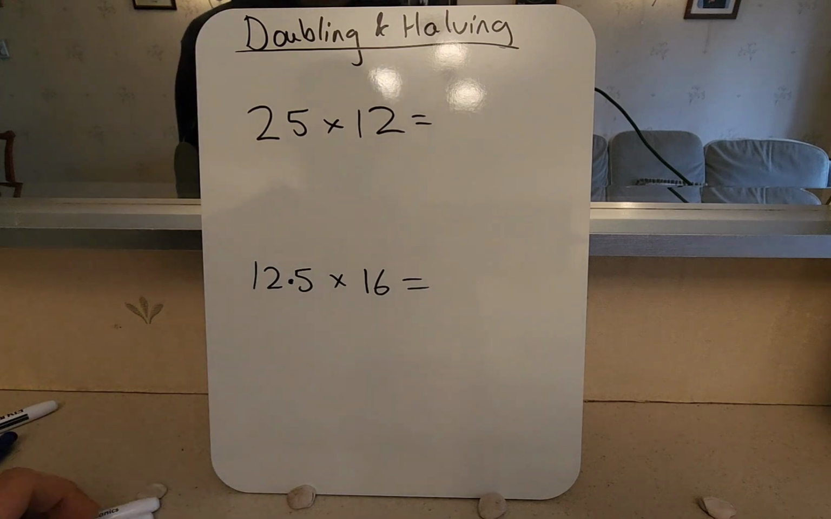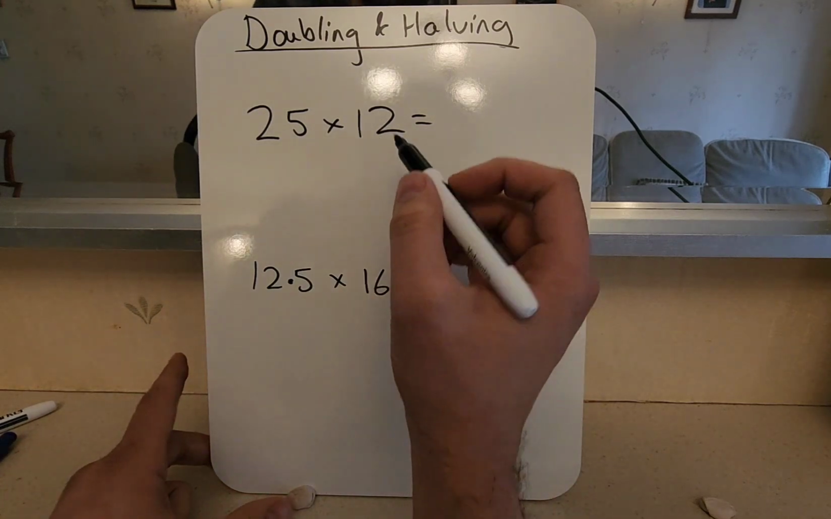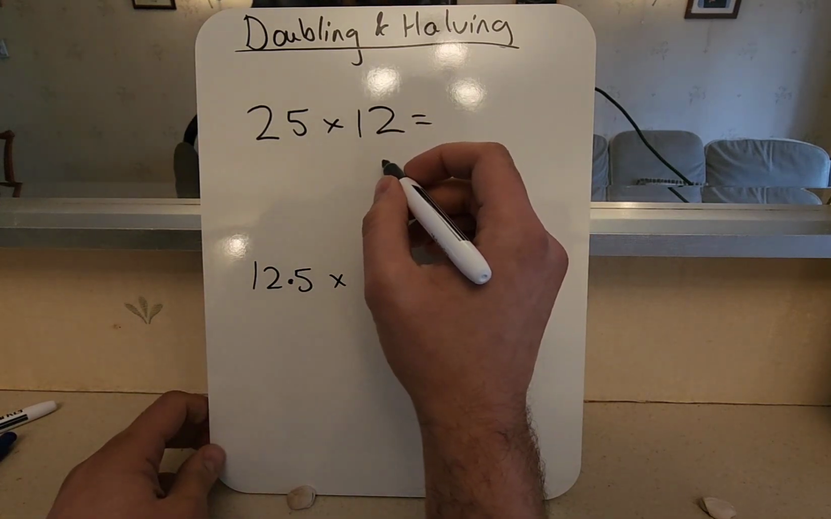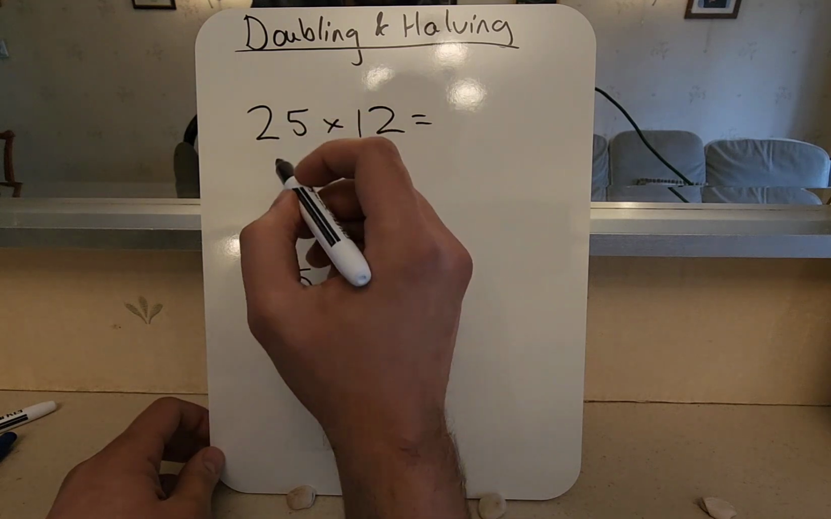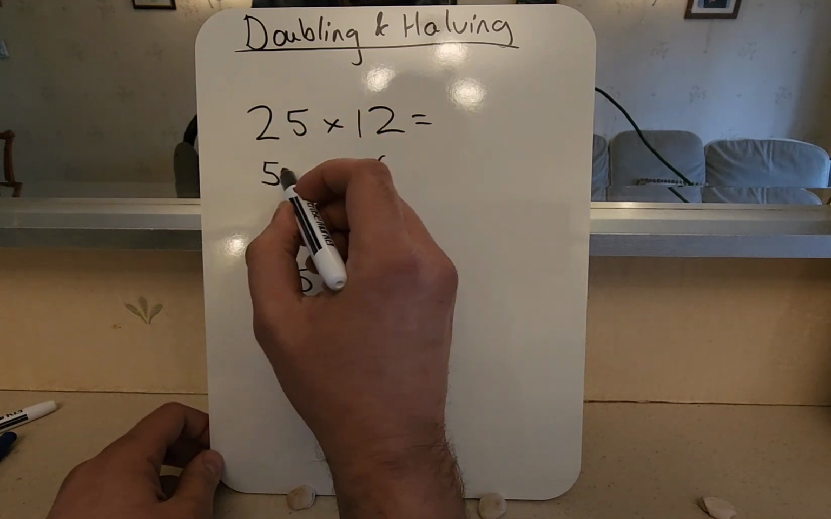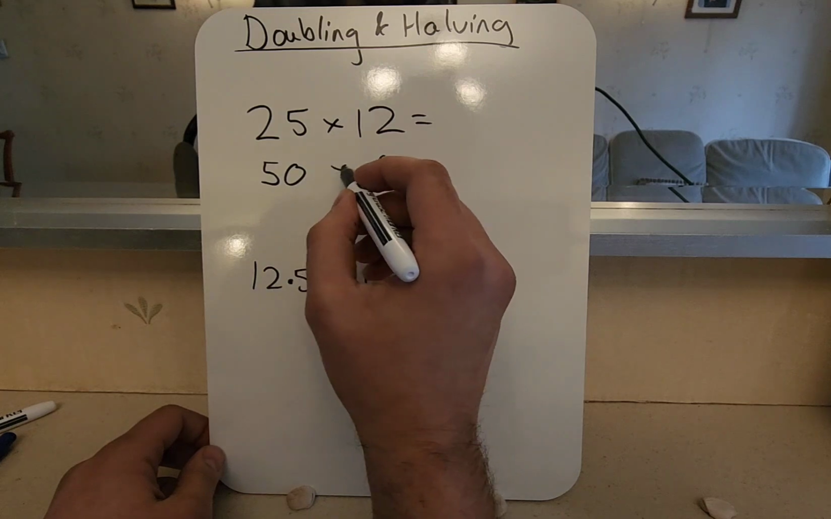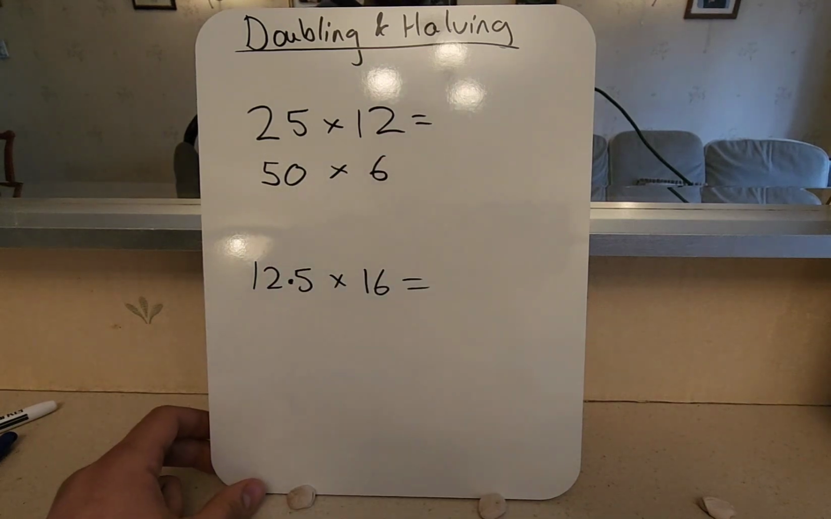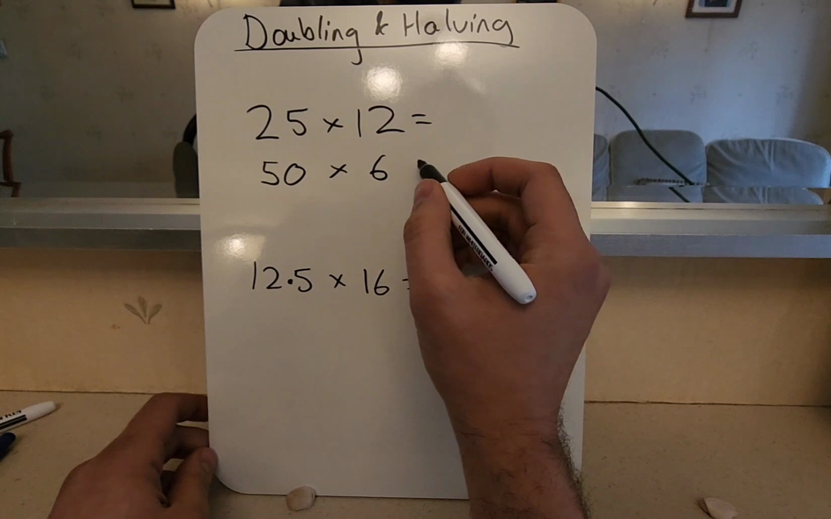So 12's even, I can half it. I can half 12 to be 6. 25, I can double it. You can double any number. You can double it to be 50. So 50 times 6. Now I'm more confident to do that one.